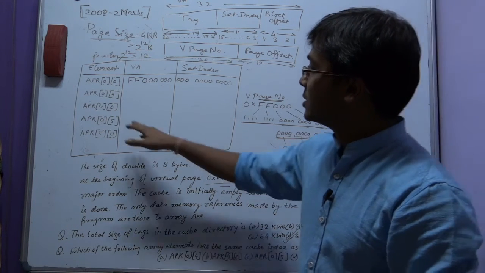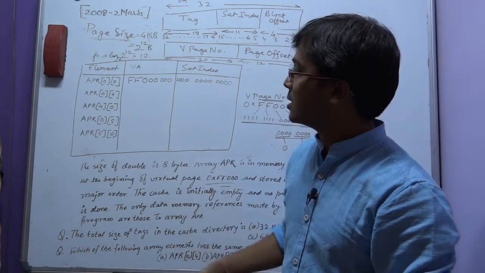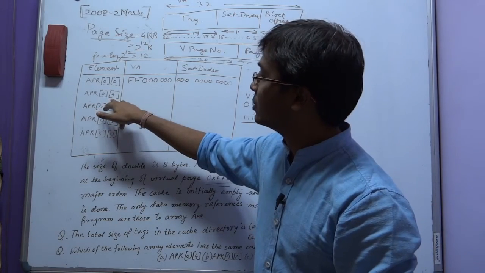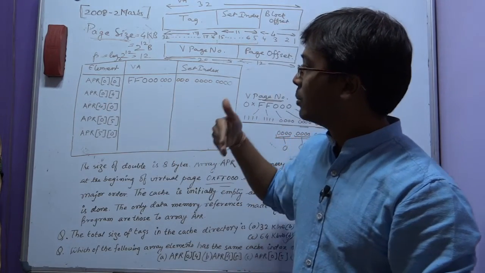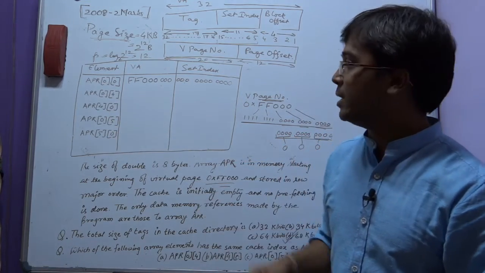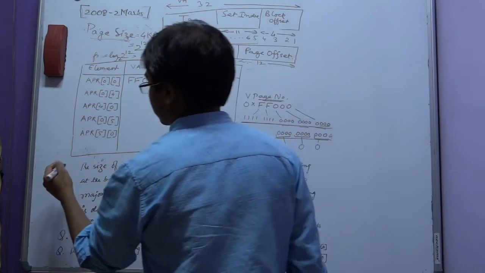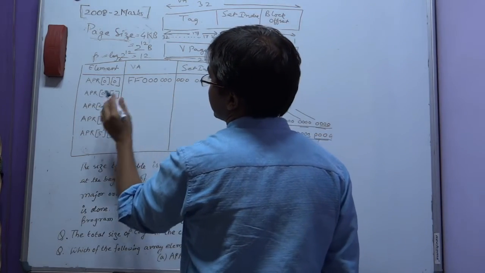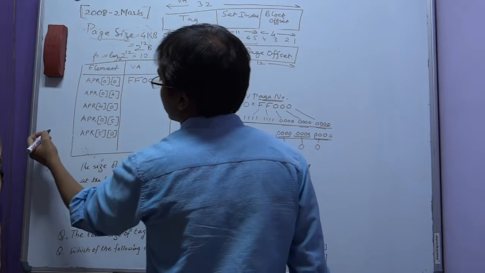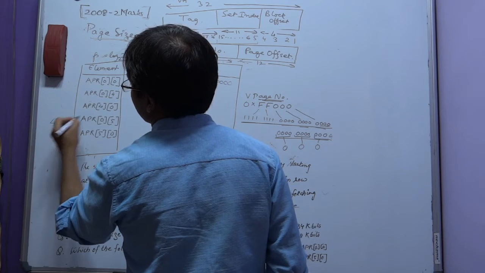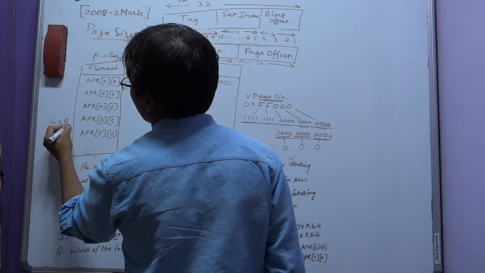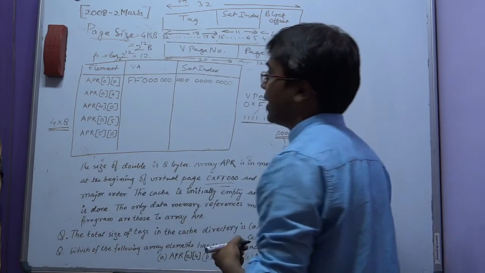APR04 is in the first row, and it is the 5th element of the first row, right? So before this 04 we have 4 elements, and each of the elements is 8 bytes wide. So starting from this address we have 4 elements stored, and after that we have 04. So the 4 elements before 04 would take up 4 into 8 bytes of space.